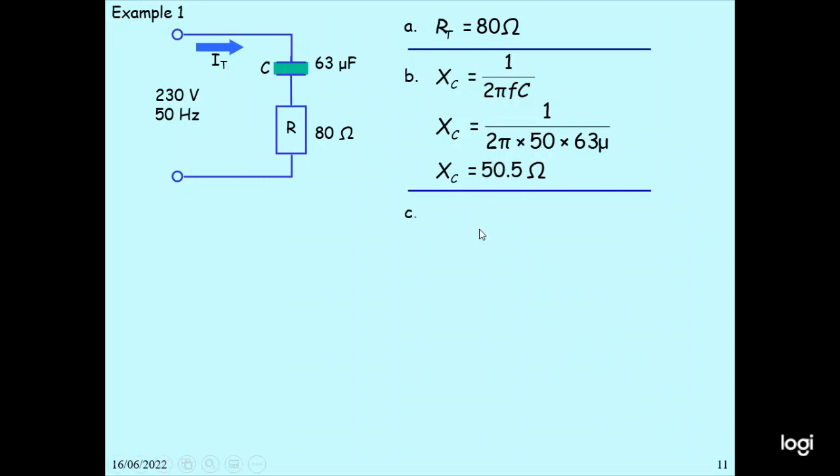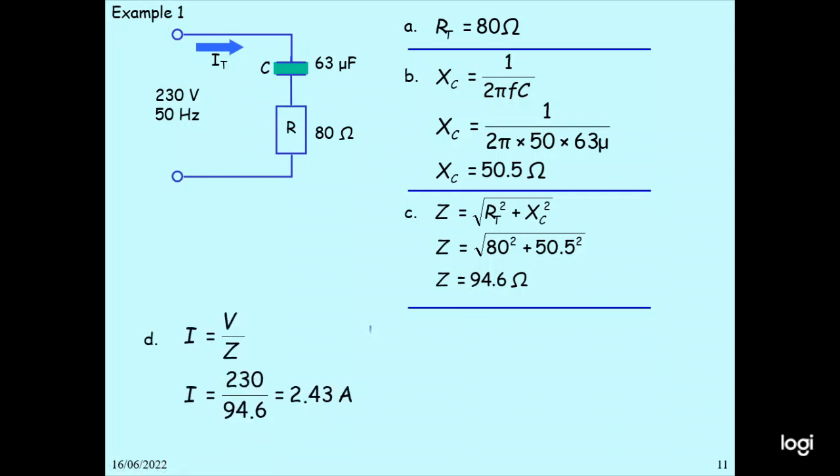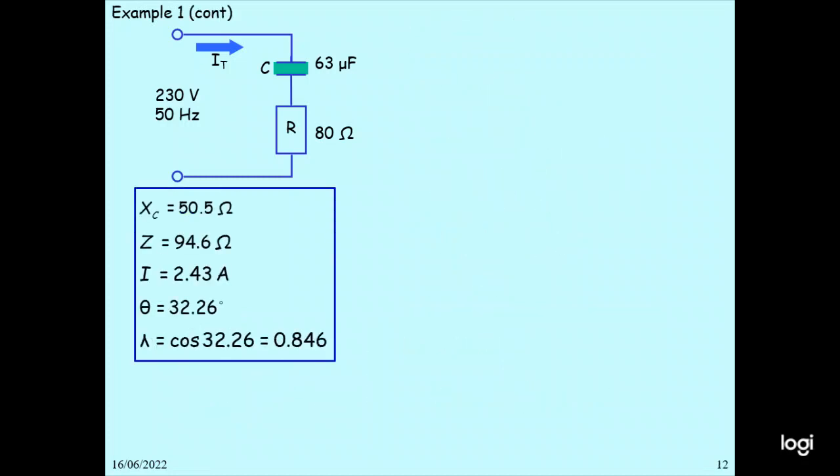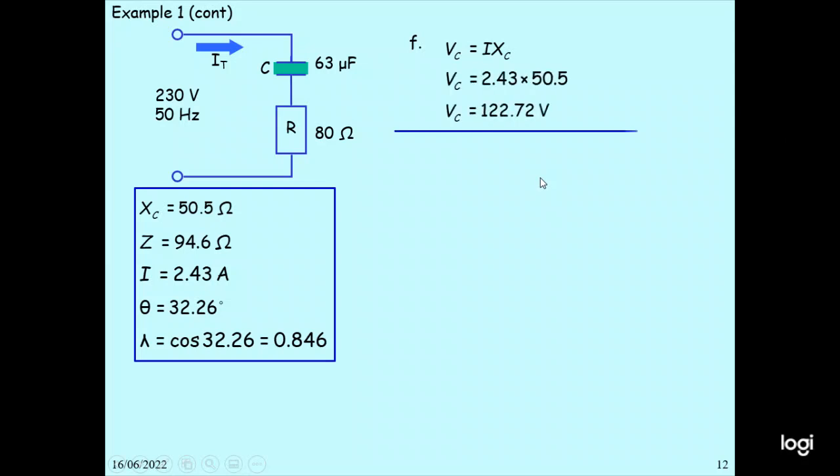Z equal to square root of R square plus XC square, so 80 square plus 50 square, you get 94.6 ohm. I equal to V by Z, so 230 by 94.6, you get 2.43 ampere. Theta is tan inverse of X by R, so tan inverse of 50 by 80, you get 32.26 degrees. So this is the way we calculate XC, Z, I and theta. VC equal to I into XC, so 2.43 multiplied by 50, you get 121.5 volt. And VR equal to I R, so 2.43 into 80, 194.4 volt.